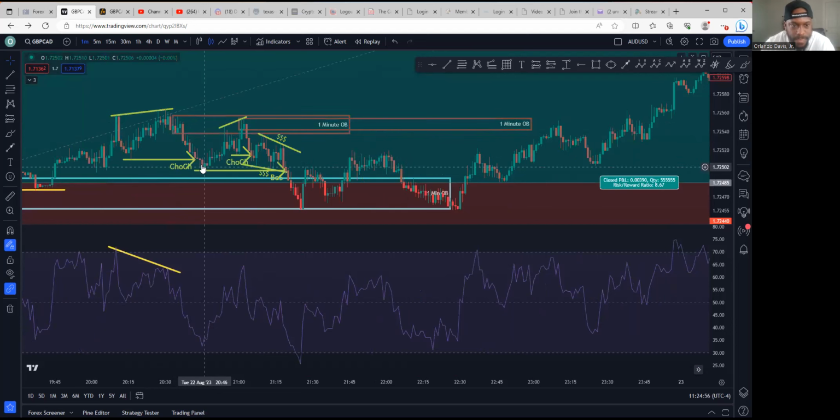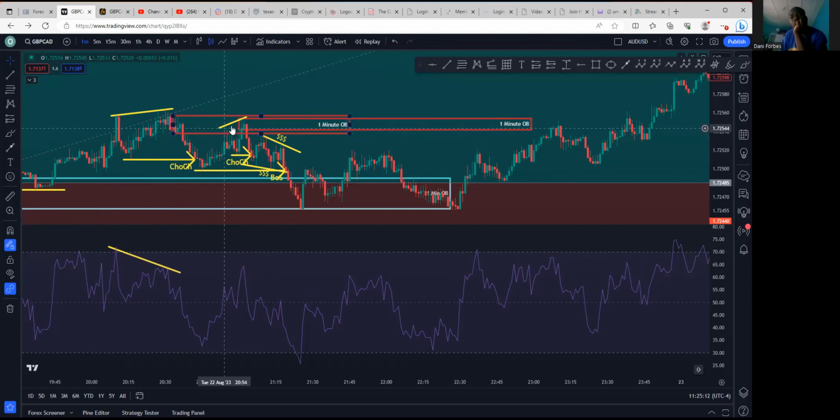Price decided to do what? Change character, come back and do what? Create another divergence. You can't really see it on the 1 minute time frame. You have to go to the seconds time frame, which you have to upgrade your TradingView package to Beyond Pro. Right now I'm on a Pro TradingView package, so it doesn't allow you to go past the 1 minute time frame. It doesn't allow you to go to the seconds.